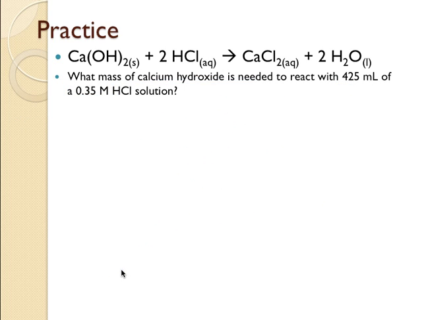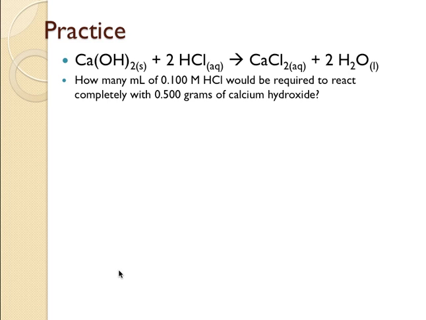Alright, looking at the next example, we're going to use the same equation. How many milliliters of a 0.100 molar hydrochloric acid solution would be required to react completely with 0.500 grams of calcium hydroxide? Okay, I have grams of calcium hydroxide. I can get that to moles. From moles in this balanced chemical equation, I can go from calcium hydroxide to moles of hydrochloric acid.